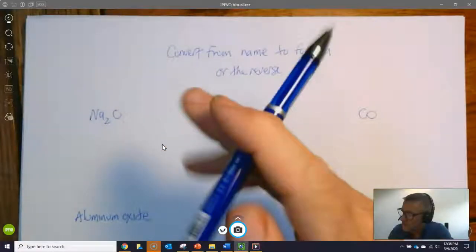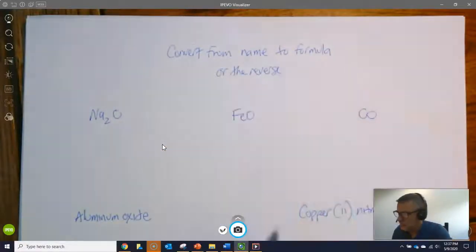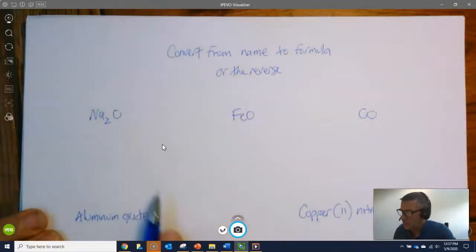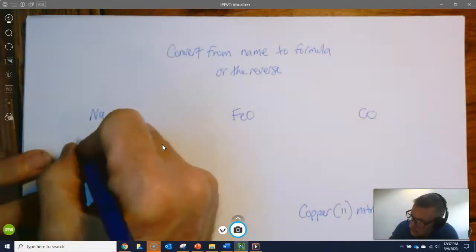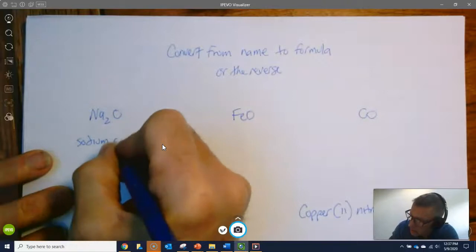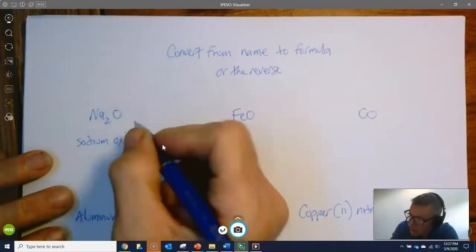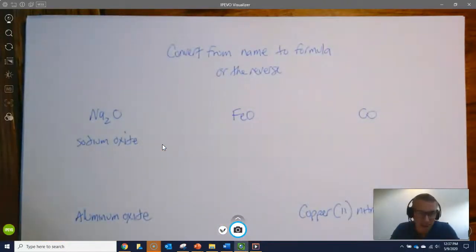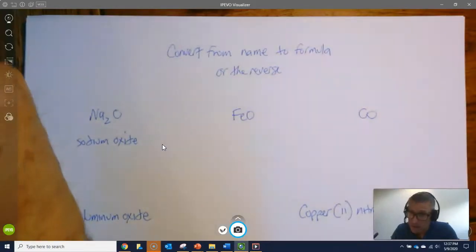Let's convert from name to formula, or the reverse. Na2O. This would be called sodium oxide. When you have an ionic compound, meaning a metal followed by a nonmetal, we don't use mono, di, tri. For example, when we say NaCl, we don't say sodium monochloride.